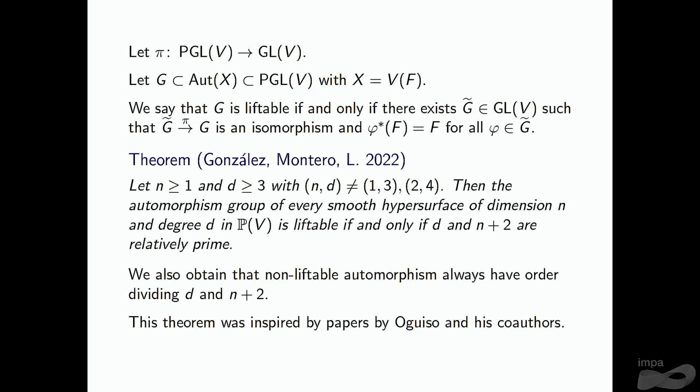Then what we wanted to prove is exactly the statement here. Let n be greater than or equal to 1, d be greater than or equal to 3, excluding the cases (1,3) and (2,4). Then the automorphism group of every smooth hypersurface of dimension n and degree d in P^(n+1) is liftable if and only if d and n+2 are relatively prime. So in that particular case, everything is liftable, and in the other case, it's not. We can exhibit non-liftable automorphisms, and the non-liftable automorphisms have to divide d and n+2.